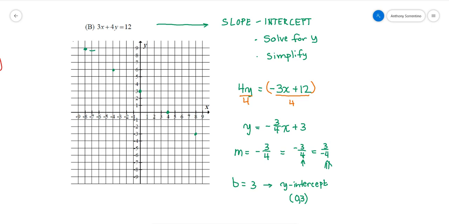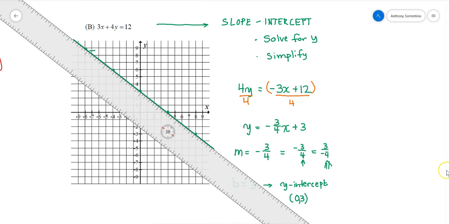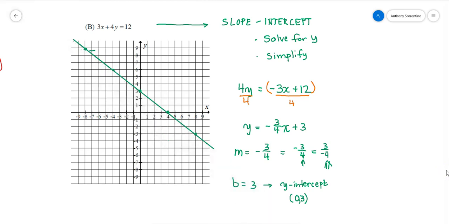And this time I'll pull out the ruler on this one. There we go. And there would be my line. So if I have something that's not in slope-intercept form, I can certainly convert it to slope-intercept form, and that would work wonders for that.